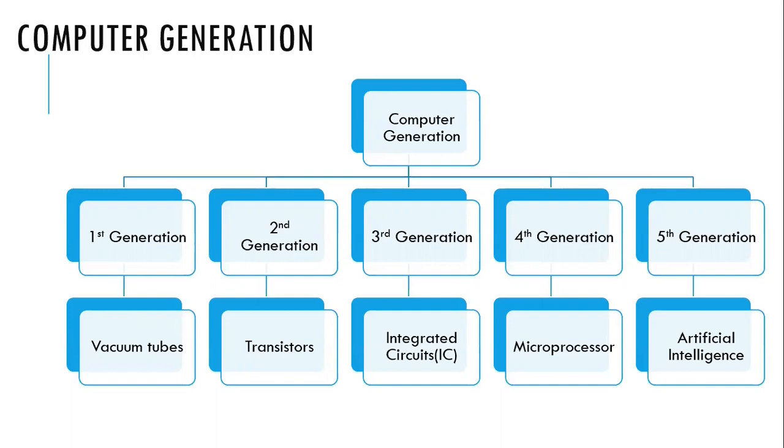When it comes to the third generation, they developed integrated circuits where there are thousands of transistors. Then the computer size was further reduced and speed further increased. And then in the fourth generation, they developed the microprocessor, which has several ICs together inside. So the computer size is further reduced, speed is further increased and reliability was increased.